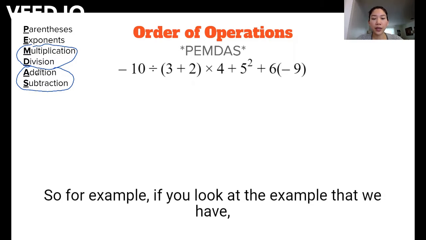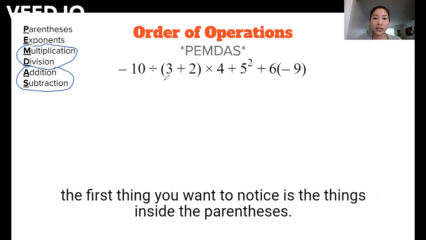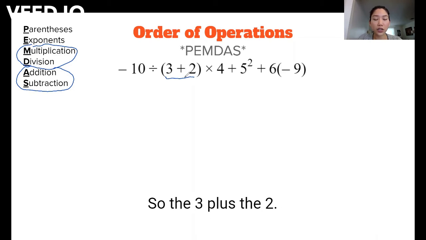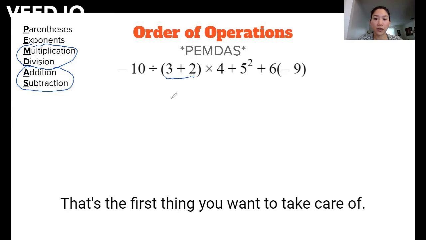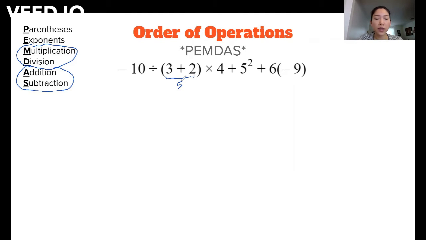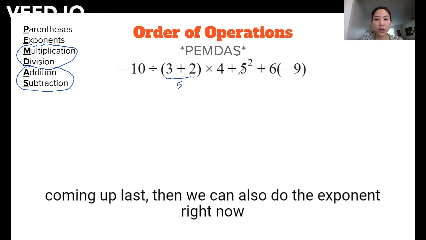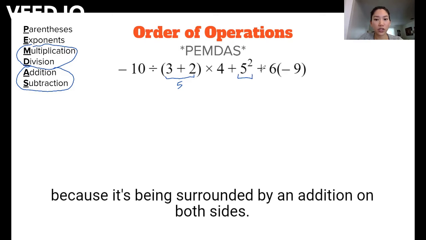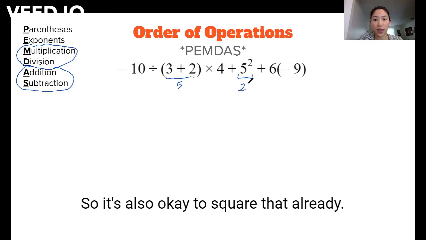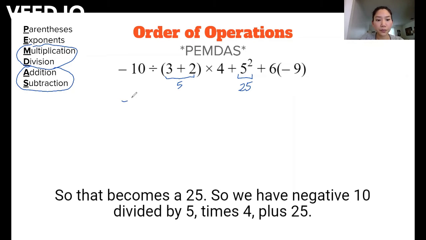So for example, if you look at the example that we have, first thing you want to notice is the things inside the parentheses. So the 3 plus the 2, that's the first thing you want to take care of. So 3 plus 2 gives us 5. And also because we know that addition and subtraction is coming up last, then we can also do the exponent right now because it's being surrounded by an addition on both sides. So it's also okay to square that already. So that becomes a 25. So we have negative 10 divided by 5 times 4 plus 25.